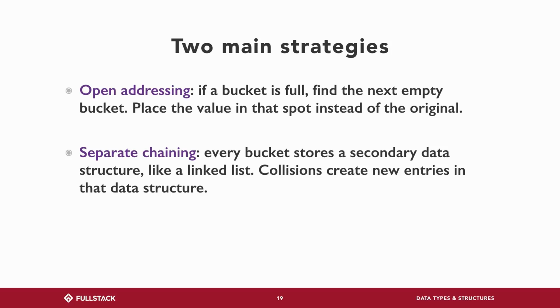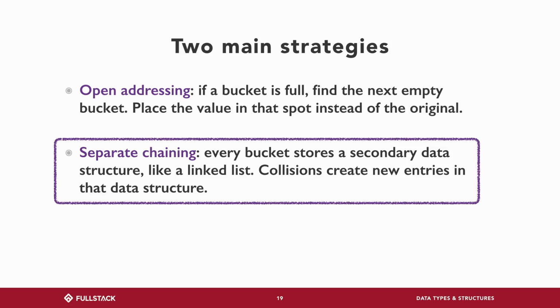The second approach is called separate chaining. With separate chaining, every bucket stores a secondary data structure, like a linked list. So that way, collisions will instead create new entries in that data structure. The exercise that you're about to do will take the approach of separate chaining because it tends to be easier to implement.